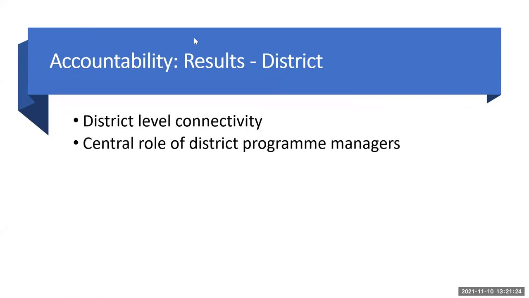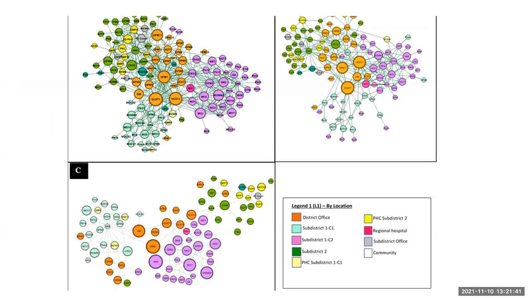At the district level, with the results, we looked at the level of connectivity and also the central role of program managers. I'll show you in the graph how connected the different units in the district are, and the central role of managers. In this graph, for the district level, we group the sub-districts into clusters. Actually, it's two sub-districts, and one sub-district has two district hospitals. What is in purple, green, and blue, and in the middle, what is brown or orange, these are district program managers playing a central role in bringing together the different units, different clusters, different sub-districts.